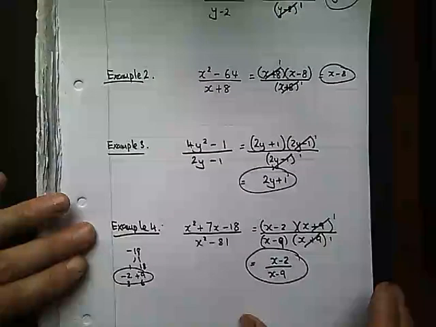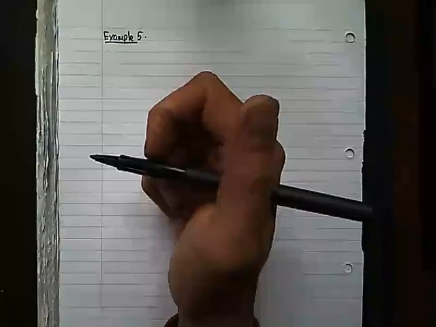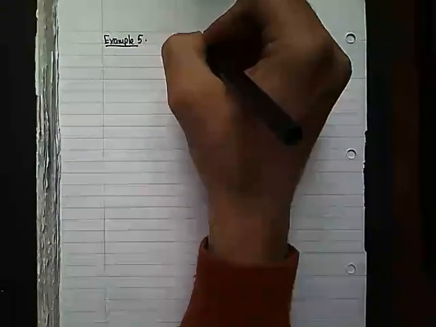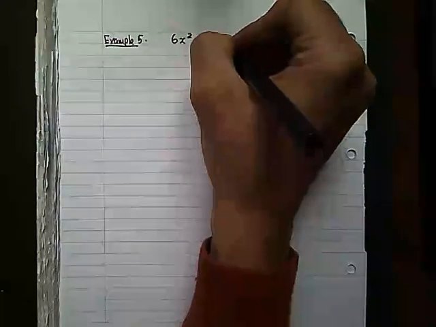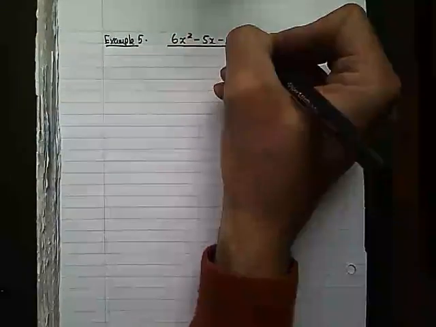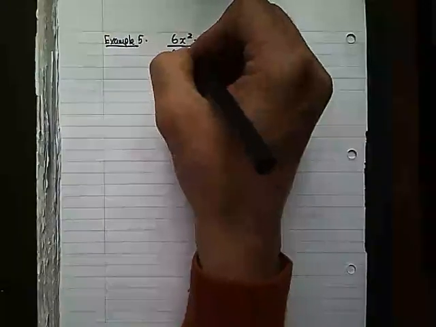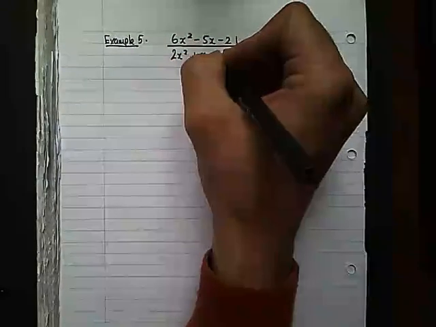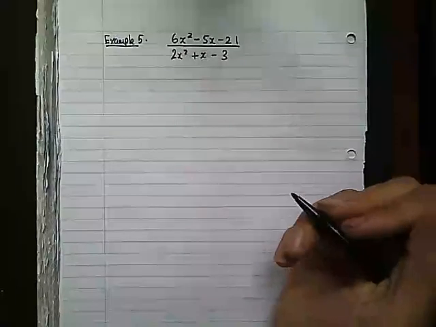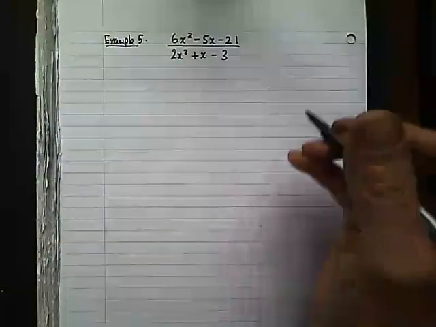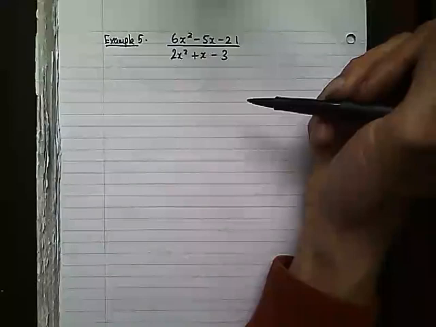Okay, right, one final example. This one is a little bit more involved, but it's not too bad. So what have we got? We've got 6x squared minus 5x minus 21 divided through by 2x squared plus x minus 3. So I need to simplify this algebraic fraction. I've got two quadratics and I need to factorize them both.